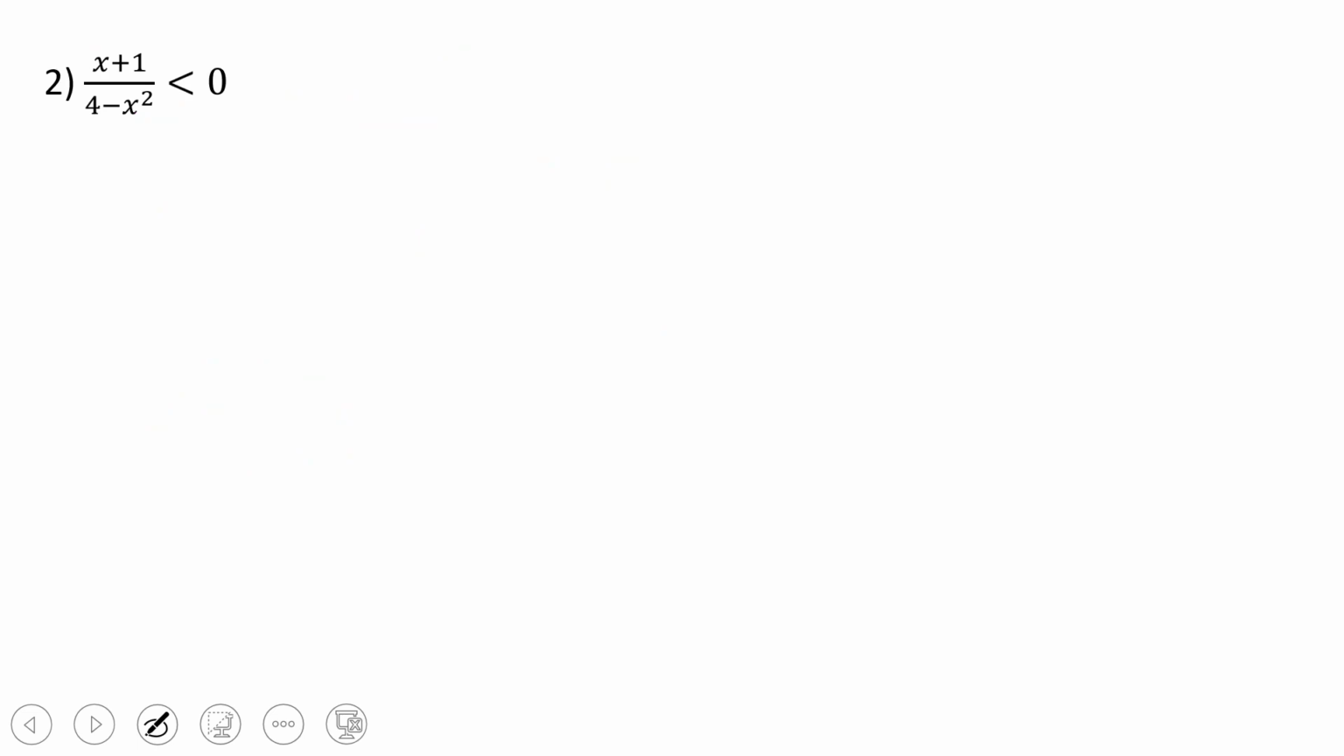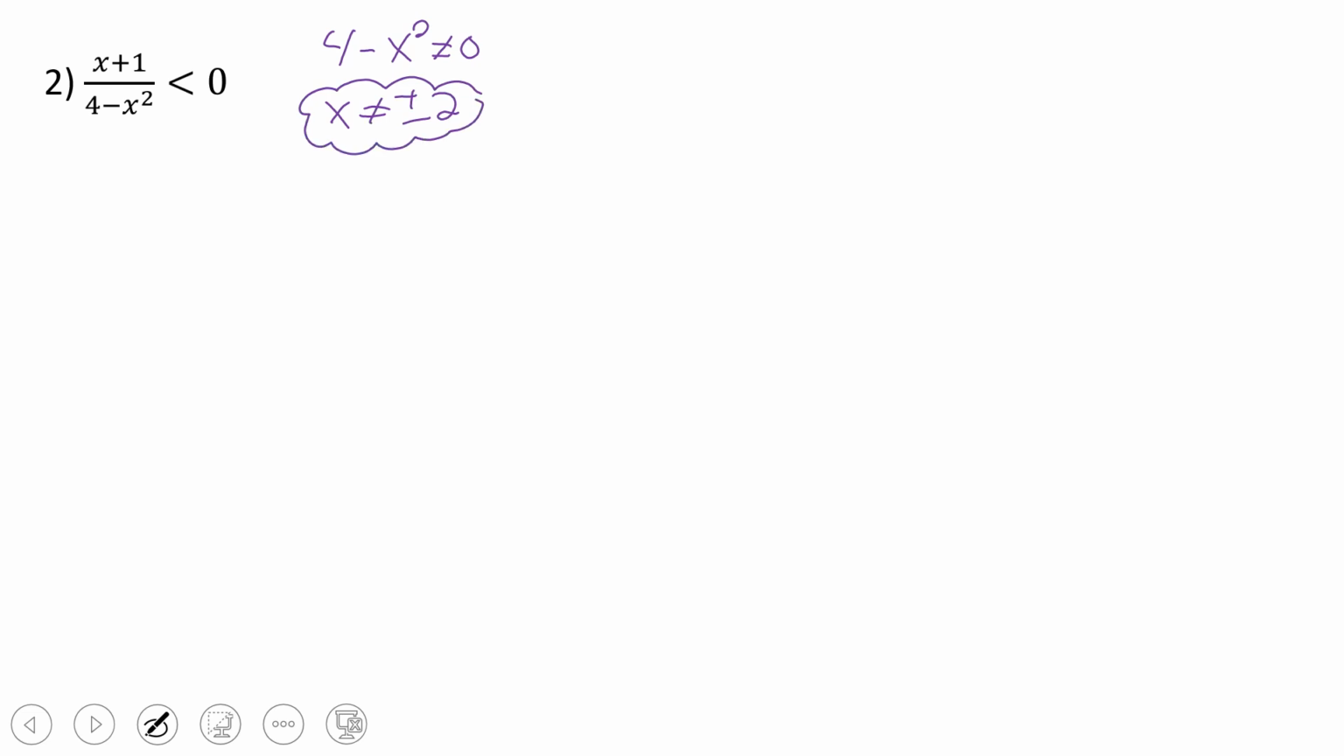Okay, here is another example. It starts off with a 0 on the right-hand side, so that's good. We can go ahead and start to identify our domain restrictions. For the domain restrictions here, 4 minus x squared cannot become 0. Now, you can either solve that or you can reason through it, and you're going to get that x cannot equal both positive and negative 2. That's the domain restriction.